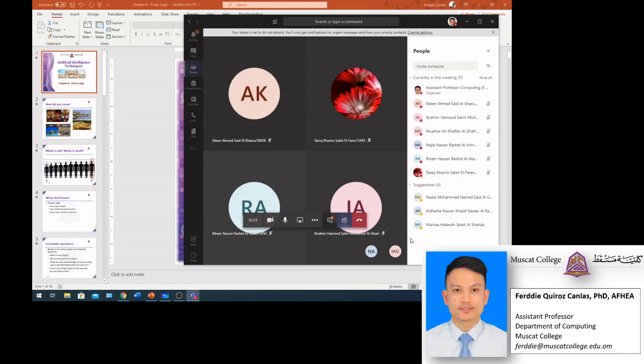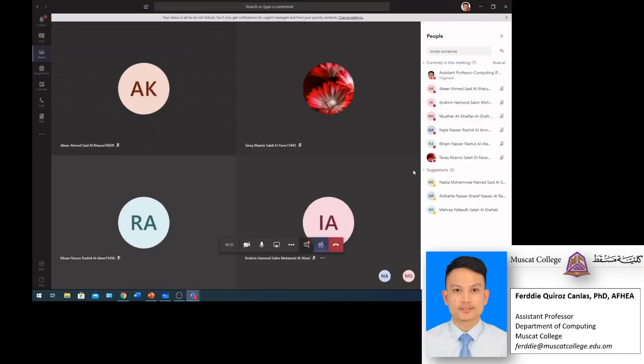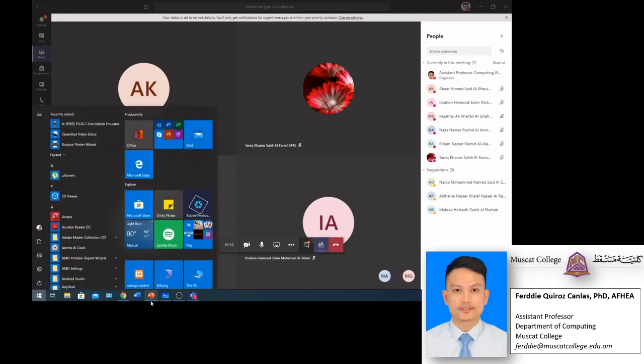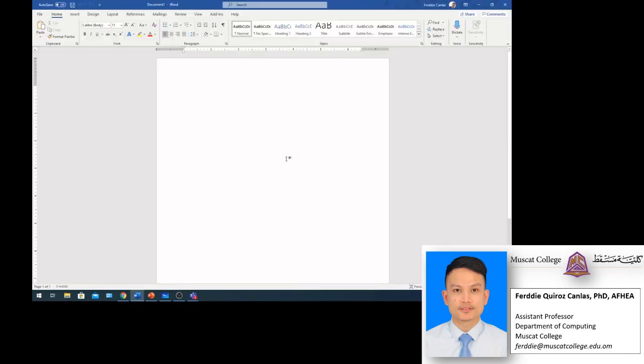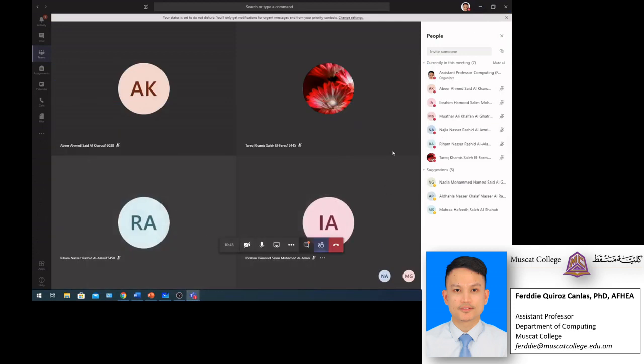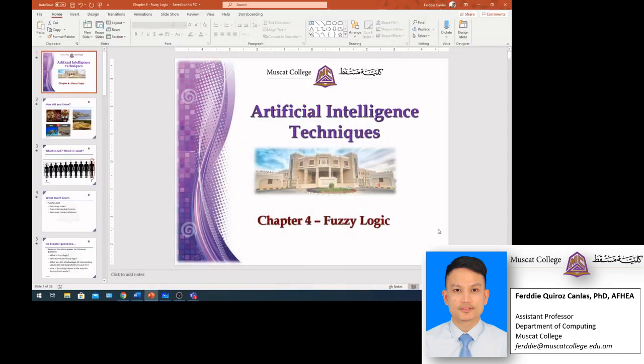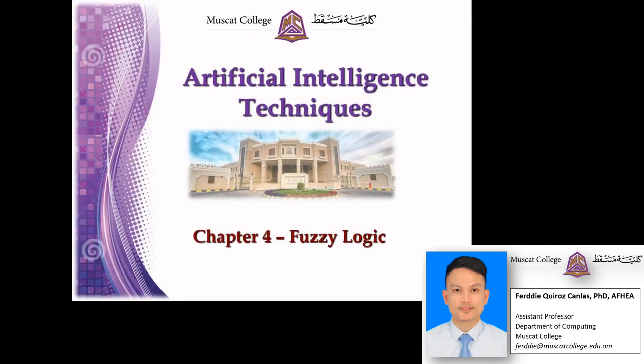Let me just have a print screen of this to know your attendance, so that I could report to the college who are attending the class and not attending. I hope you can see my screen clearly, and please inform me if something goes wrong so that I could do the proper adjustment on my side.